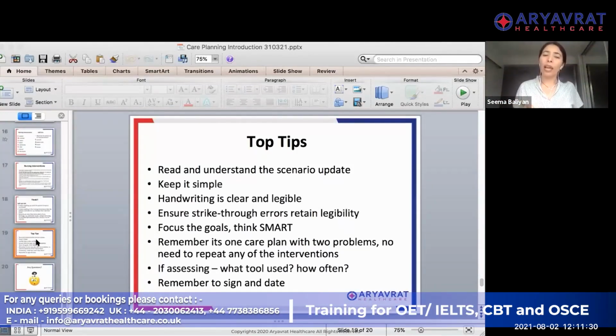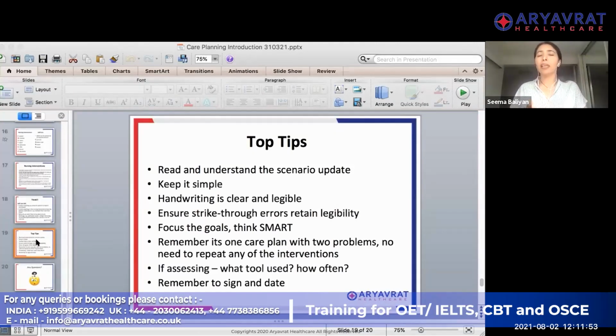Focus on your goal and think of SMART aims. Remember that it is one care plan with 2 problems. You do not need to repeat any interventions. Like if you have taken consent in the first problem, you don't need to take the consent again. If you have documented in the first one, you don't have to document again, because it is one care plan that you are writing.